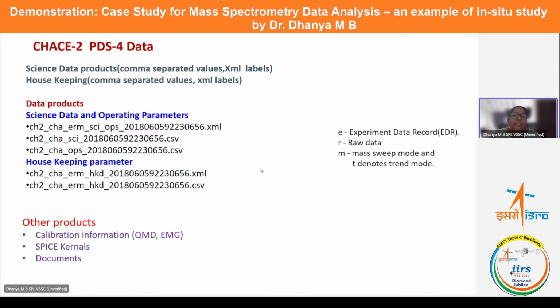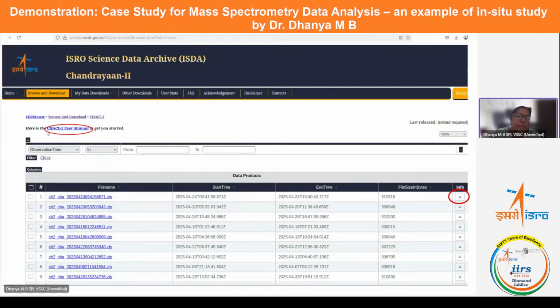And now, in addition, there is certain information needed, like calibration information, like information on the mass discrimination factors. And there are certain documents. Those details are available in the ChACE 2 user manual, which you can see on the same page itself. You have this link. If you download this, you can find whatever I have described now, all described here, and the different data levels. Then you can start analyzing the data.